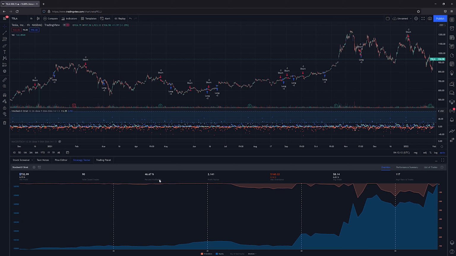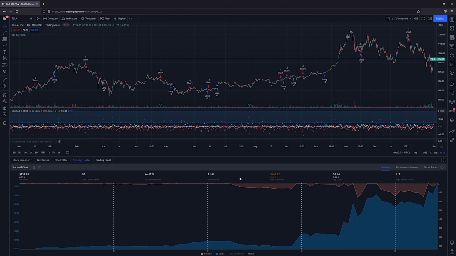Percent profitable, this says 46.67, so that means that just a little bit less than half of the time we are profitable. Now the next one though shows that our profit factor is at 2.141. And so if that was at a 1.0, that would be break even. And so we have done a little bit better than doubled our losing trades. And so it's profit divided by loss, and in turn we doubled.